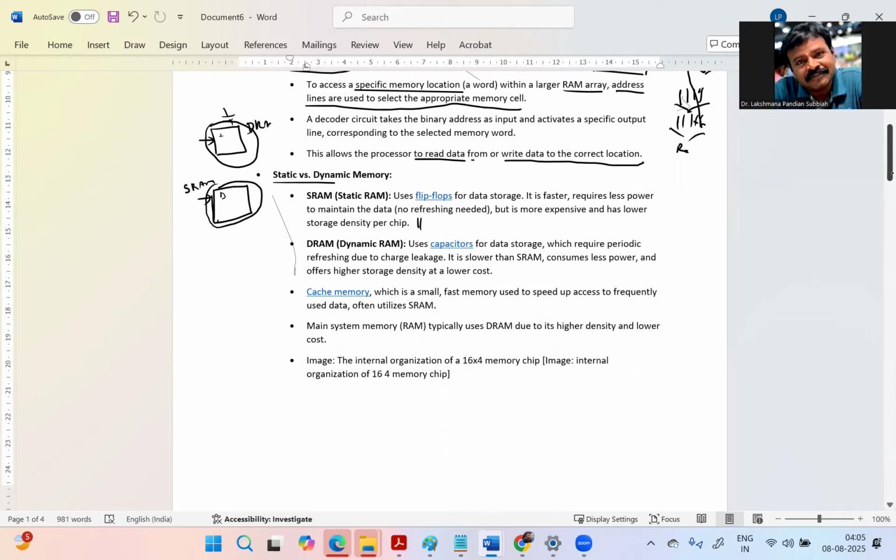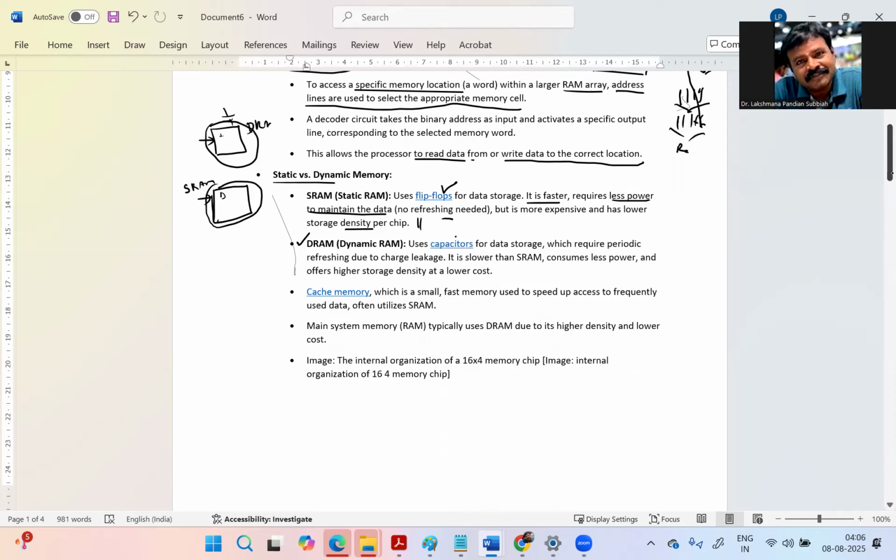You have to write that we are using flip-flops for data storage, and it is faster and requires less power to maintain the data. No refreshing is required. Periodic refreshing is required for DRAM, but for SRAM no refreshment is required. But it is more expensive and has low storage density. The important point: low storage density means that within the same area, the size of the memory is small as compared with DRAM, right?